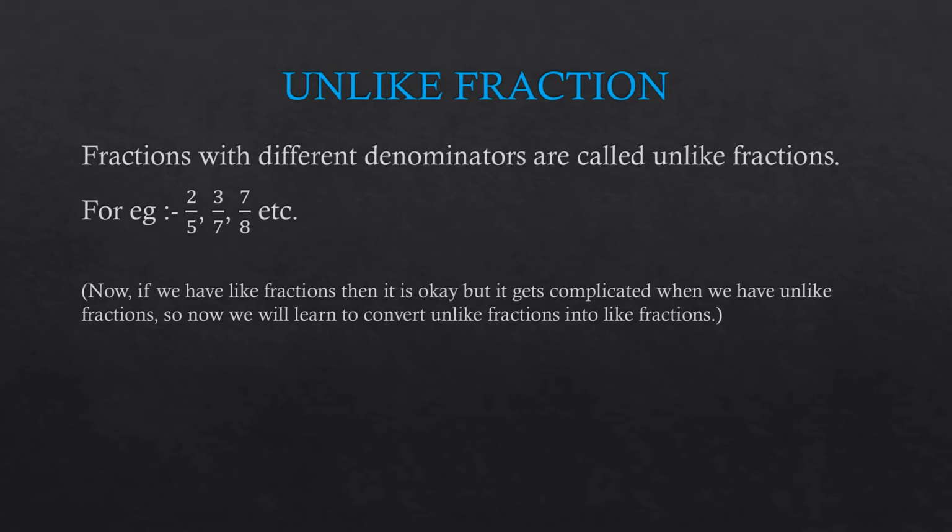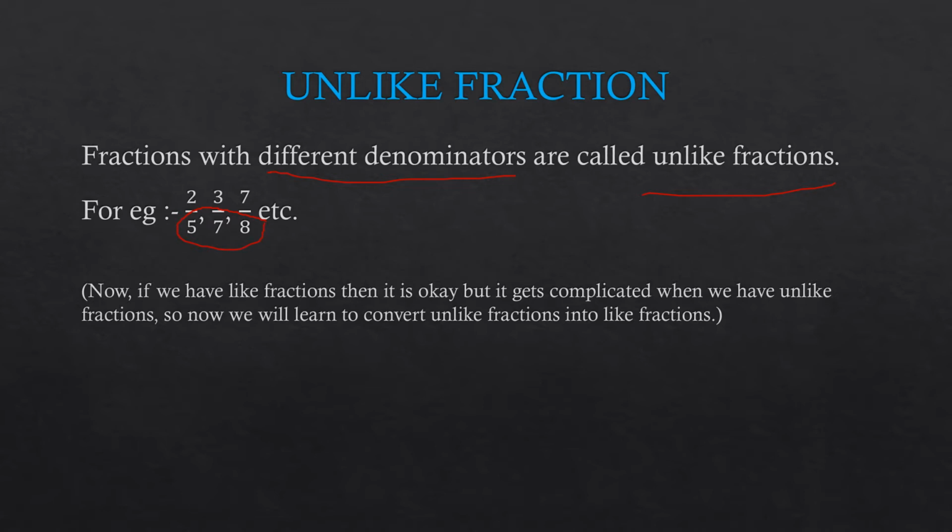Now we are having unlike fractions. Fractions with different denominators are called unlike fractions. Okay, it is just the reverse of like fractions. In like fractions we were having same denominators, and here we have different denominators. It means when we are given a pair or group of some fractions and they are having different denominators, they are termed as unlike fractions. Here you can see in the example 2 upon 5, 3 upon 7, 7 upon 8. Here all the denominators are different, hence they are termed as unlike fractions.